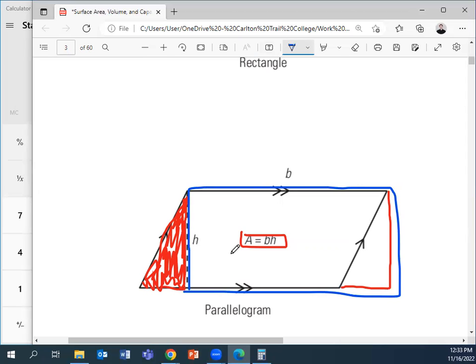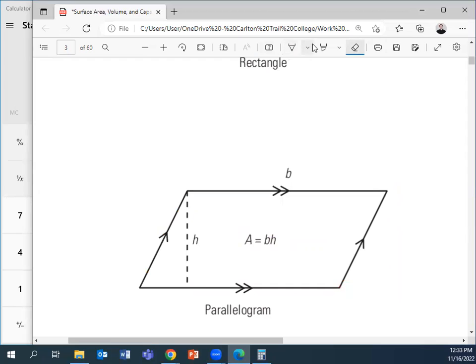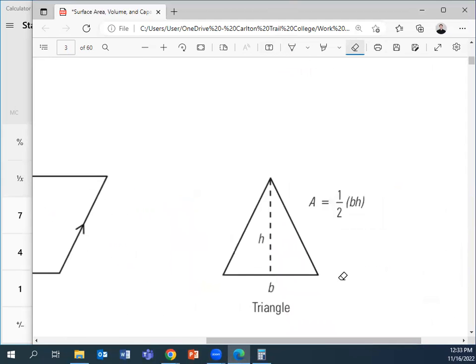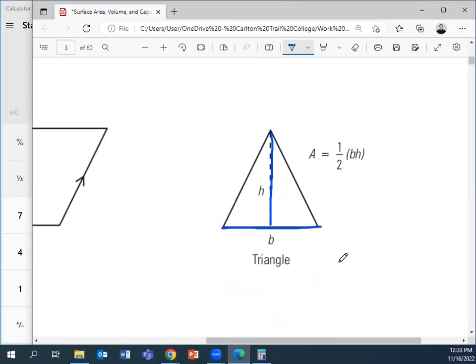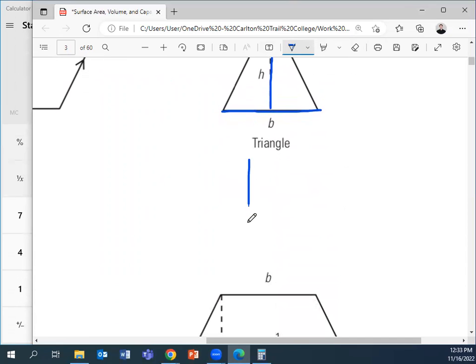A parallelogram is just a square that has a slanted end. But if you were to cut that slanted end off and move it to the other side, boom, you'd have a perfect rectangle. And then finally, we have a triangle here. A triangle is just 1/2 times your base times your height. I'm going to give you another example of a triangle here, right down here.